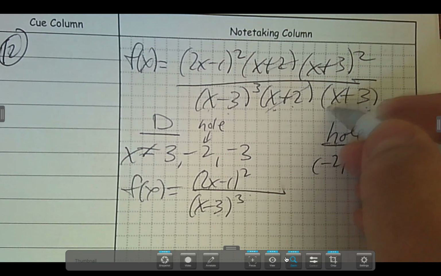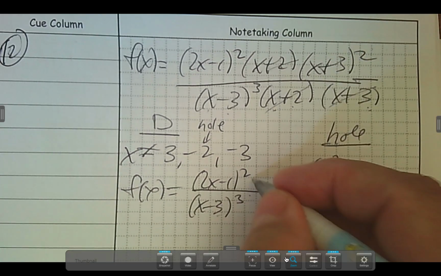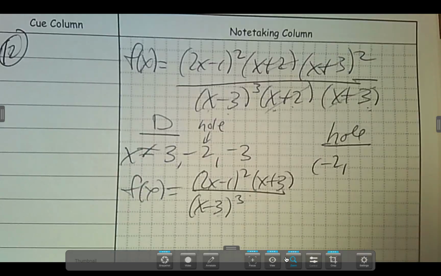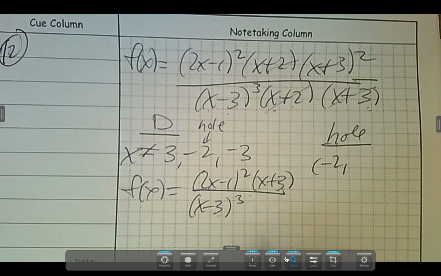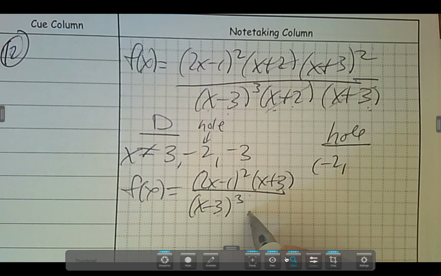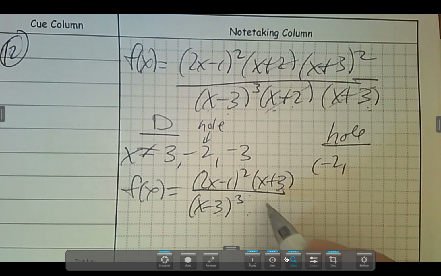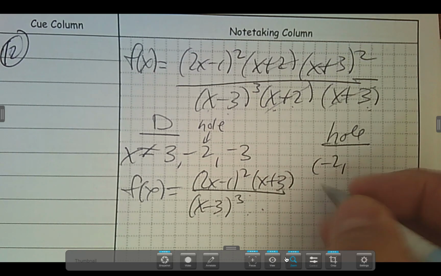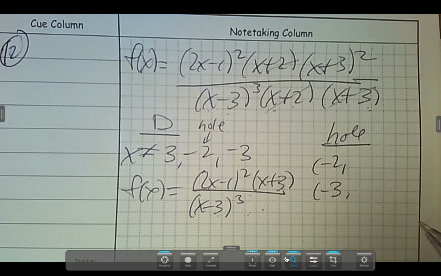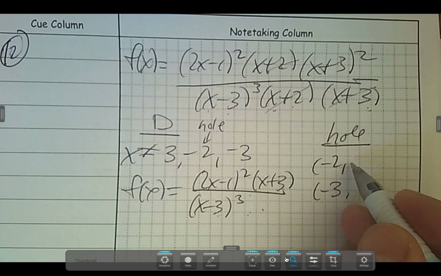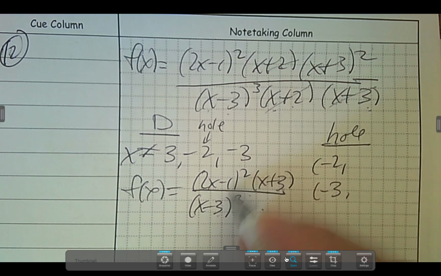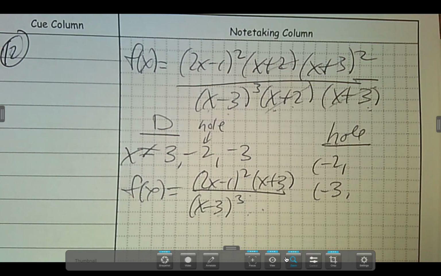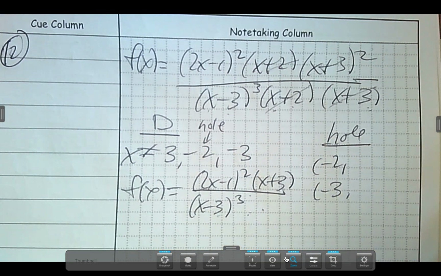Also, notice x plus 3 makes x plus 3 squared just an x plus 3. So there's no longer x plus 3 in the denominator. It's removable. So the negative 3 got removed from the bottom. So there's a second hole at negative 3. Now, to figure out the y coordinate of it, you're going to plug it into here and then solve it.